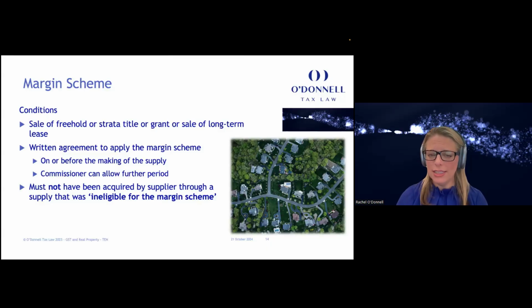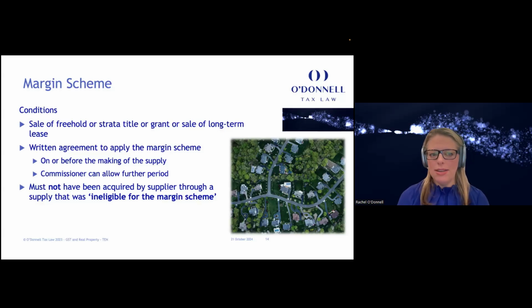The making of the supply is at settlement for GST purposes. So you want to agree in writing to apply the margin scheme before you actually settle on the property. If you haven't done that before settlement, you need to ask the Commissioner to exercise his discretion. It's best not to do that unless you absolutely have to, and it's not guaranteed that the Commissioner will allow it either. Usually the agreement is done in the contract, but it doesn't need to be. You can have a separate written agreement instead.